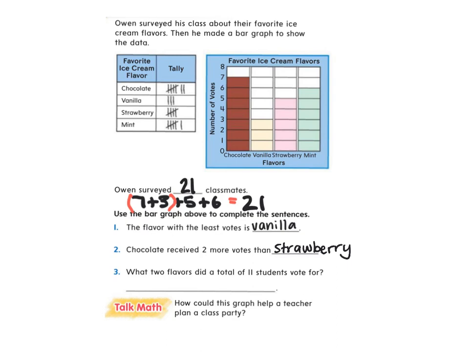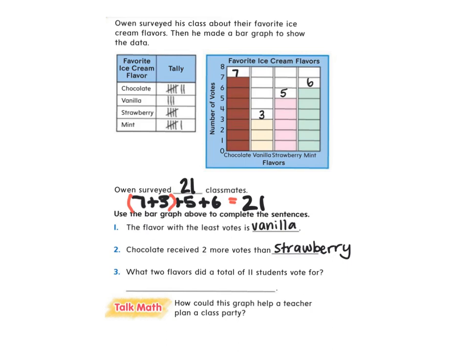What 2 flavors did a total of 11 students vote for? So something else I like to do on a bar graph that helps me to not only see the size of the bars, but to see the number that they're representing is to put the number above the bar. So in this case, chocolate has 7, vanilla has 3, strawberry has 5, and mint has 6.